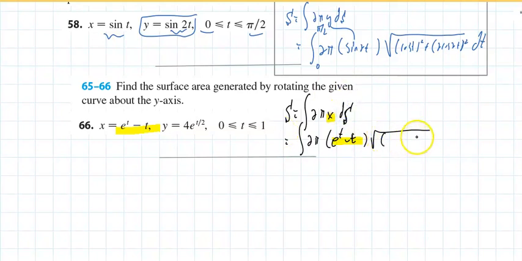And what would this be? dx dt squared plus dy dt squared, dt. What's dx dt squared? E to the t minus 1. What's dy dt squared? Bring the power down, 2e to the t over 2. And there it is. And we're done.